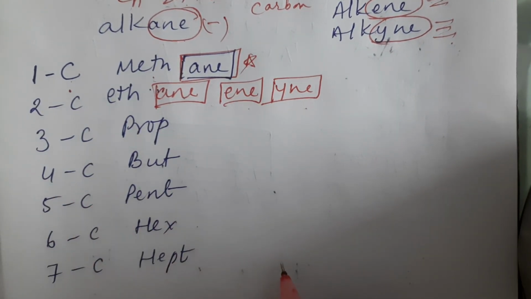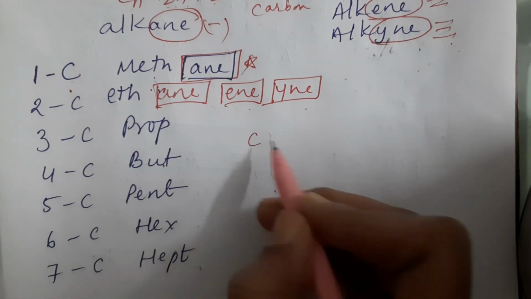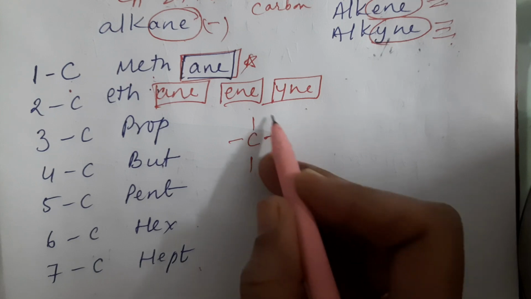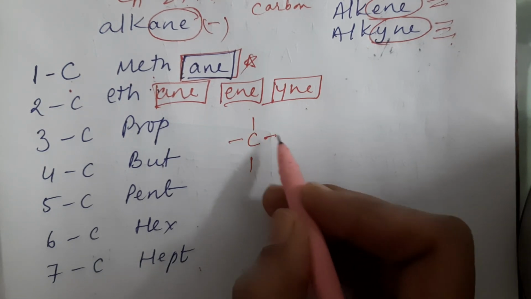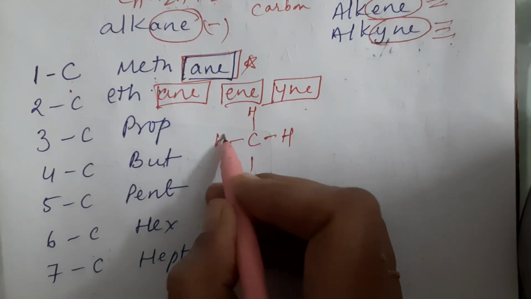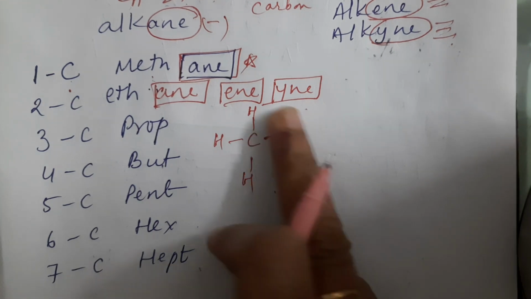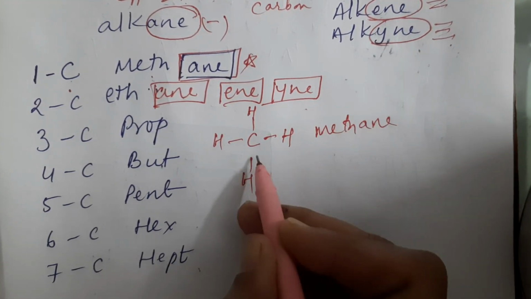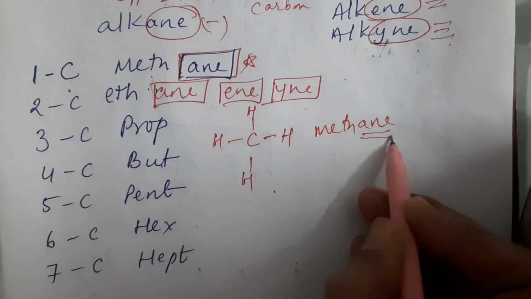Now coming to the structure, how we are going to write them. If it is methane, we need to remember that carbon has valency 4. So we need to satisfy its 4 valency. If we satisfy it with hydrogen, as they are hydrocarbons, we call it meth, depending on carbon, and as all single bonds are there, ane.